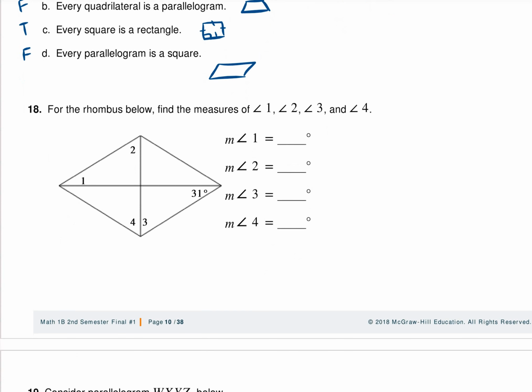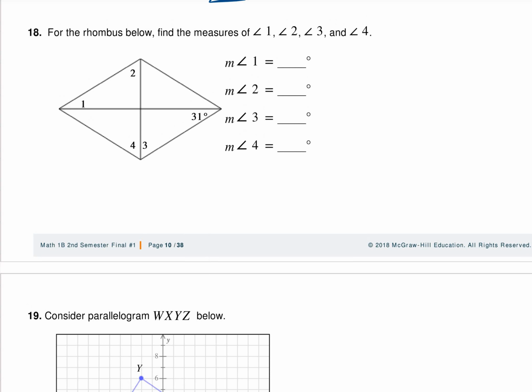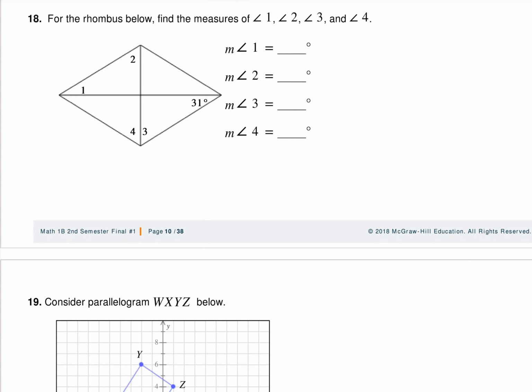Number 18 is for the rhombus below. Find the measure of angles 1, 2, 3, and 4. So this angle is 31. Across from it is 31. Down here is also 31, and down here is also 31, because in a rhombus, the diagonal line is the angle bisector.